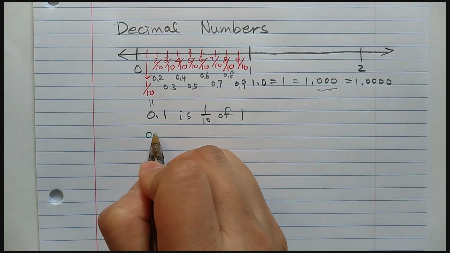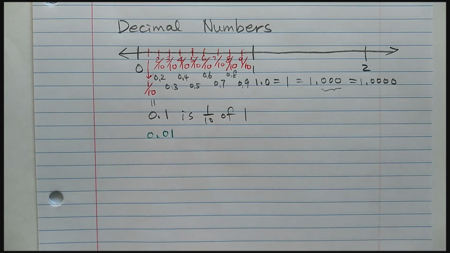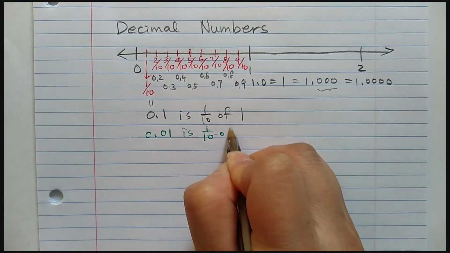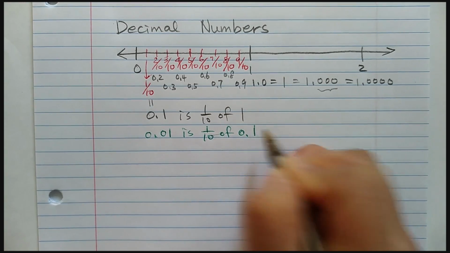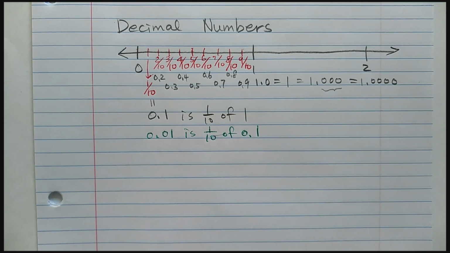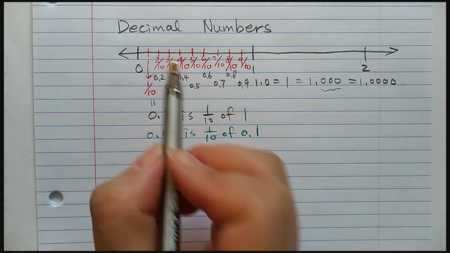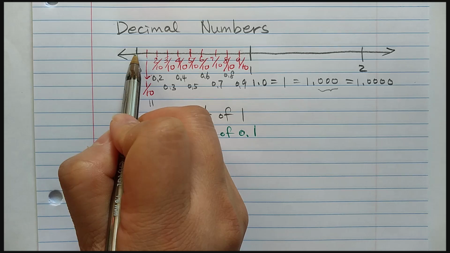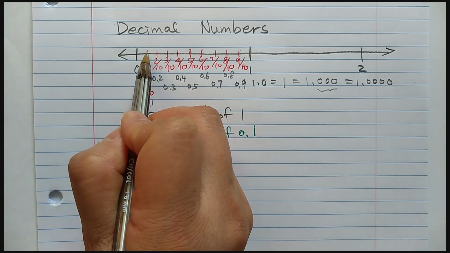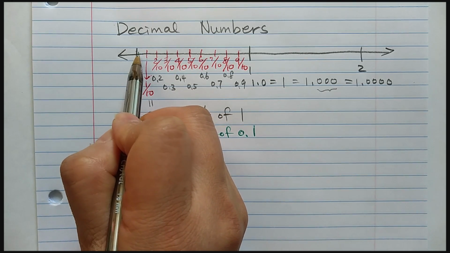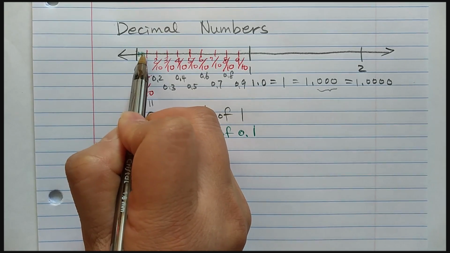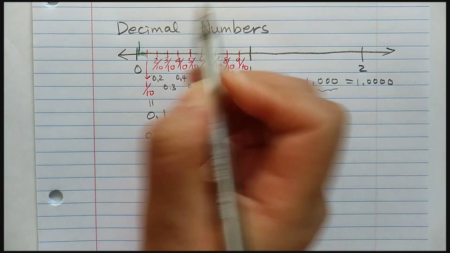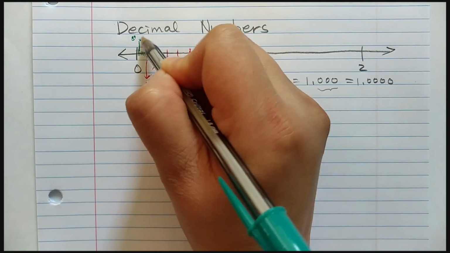How about 0.01? 0.01 is 1/10 of 0.1. What does that mean? So here is 0.1. From 0 to 0.1, you cut that into 10 equal parts. And the first mark here is 0.01.